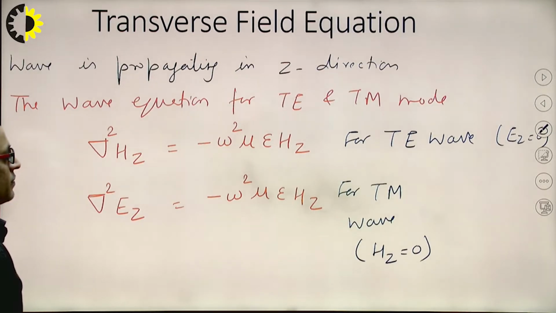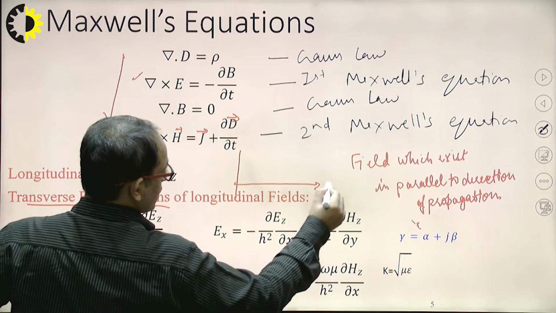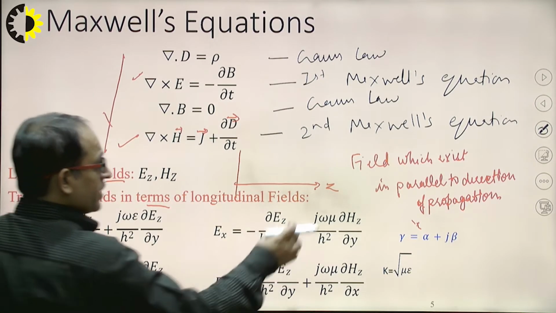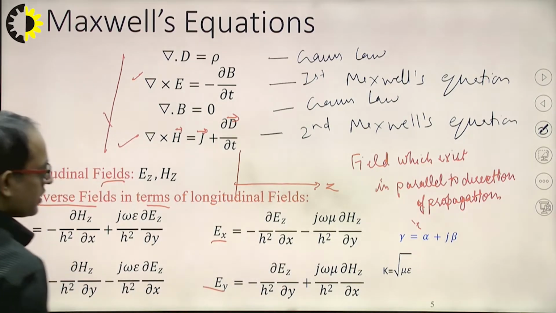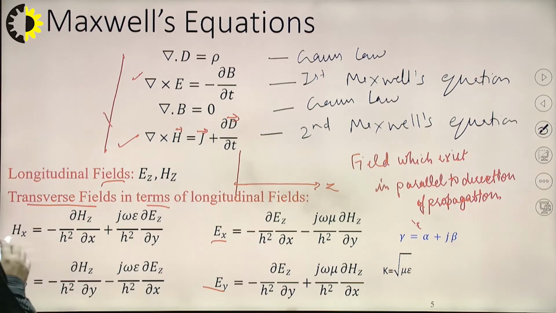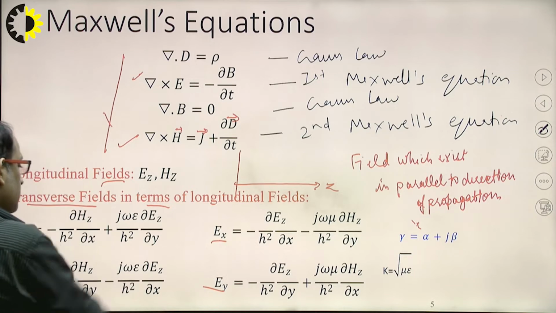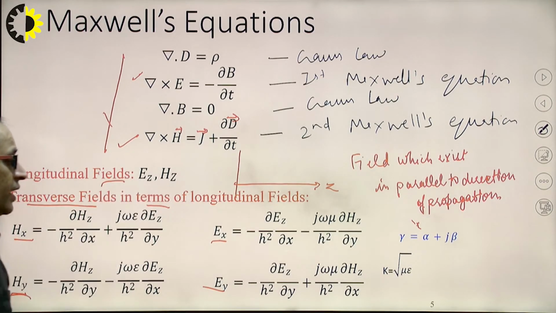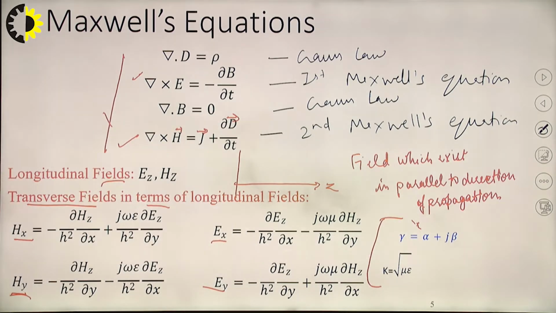Now if this is the direction of propagation z, the fields perpendicular to the z direction, that is Ex, the electric field in the x direction, Ey, the electric field in the y direction, and Hx and Hy, the magnetic field in the x and y directions, are known as the transverse field. And the longitudinal field is the field which exists in the direction of propagation, that is Ez or Hz. At higher frequency we always consider the fields in terms of electric and magnetic field.